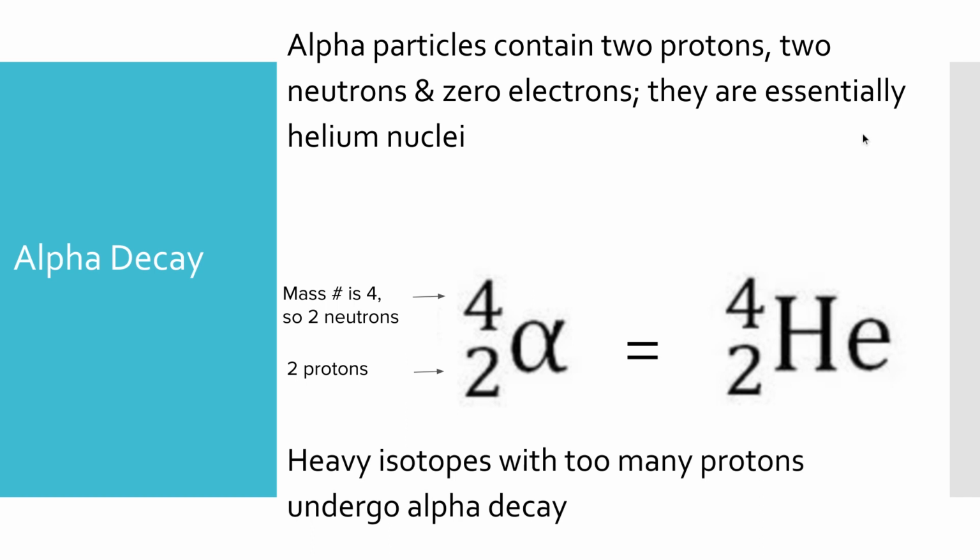Alpha particles are things that heavy isotopes release, isotopes with too many protons, because when an isotope emits an alpha particle, while it gets rid of 2 neutrons, it also gets rid of 2 protons. So it ends up getting the ratio of protons to neutrons more back in line.